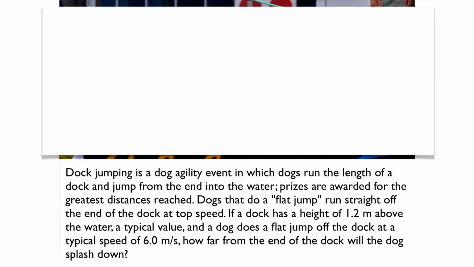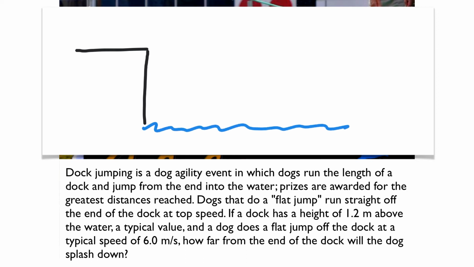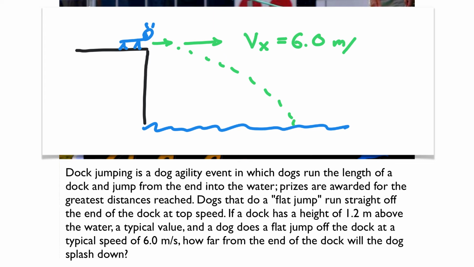Here's what the motion will look like. Here's the dock, and it's above the water. The dog is running at 6 meters per second when it leaves the end of the dock, and then the dog is going to follow a parabolic trajectory. But we're going to treat two different phases of the motion. First, horizontal motion, where the dog is moving at 6.0 meters per second. It will continue to move horizontally at 6.0 meters per second. But while it's moving horizontally, it's also undergoing free fall towards the water.